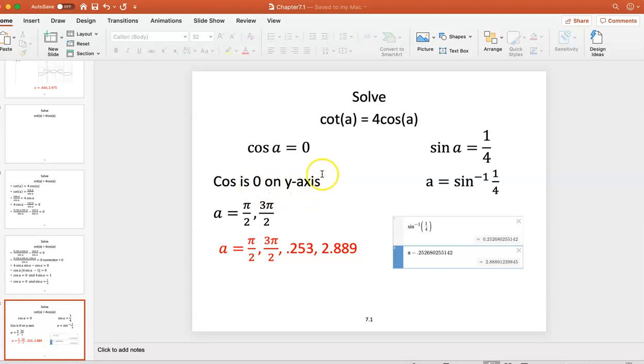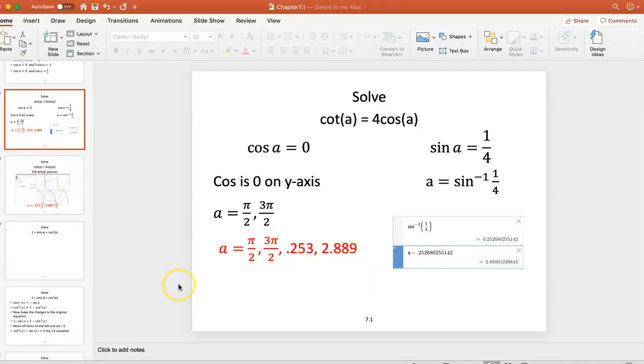Where is cosine 0? It happens on the y-axis, so that's pi over 2 and 3 pi over 2. When does sine A equal 1/4? Okay, this is what we get. That would be in the first quadrant, and it's also the second quadrant. So to get the value in the second quadrant, it would be pi minus that. So those are the two values that we get from where sine would be equal to positive 1/4. So that's your 4 answers for this problem.